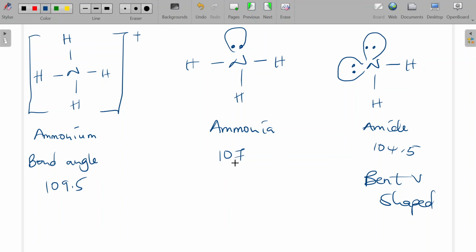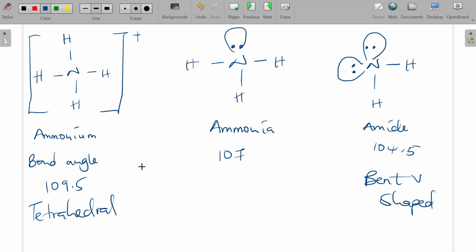Then ammonia again is also tetrahedral, but it has a lone pair, so it causes it to have a certain shape. I'm forgetting exactly what the name is, but it is creating a certain shape. Then this one is a general tetrahedral. That's the geometry of it.